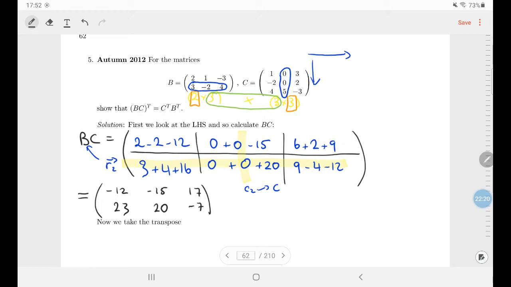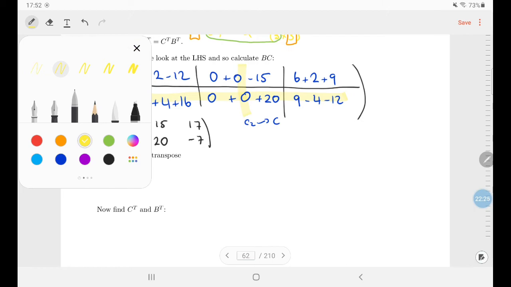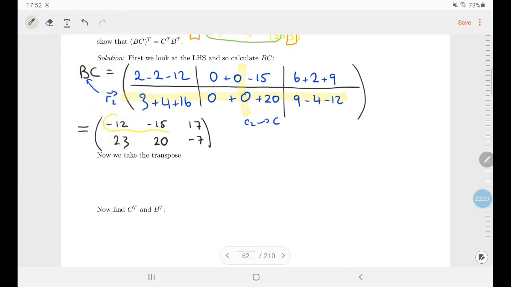Now we want to find the transpose of that. So the first row becomes the first column. So therefore, BC transpose equals first row becomes first column. Second row becomes second column.